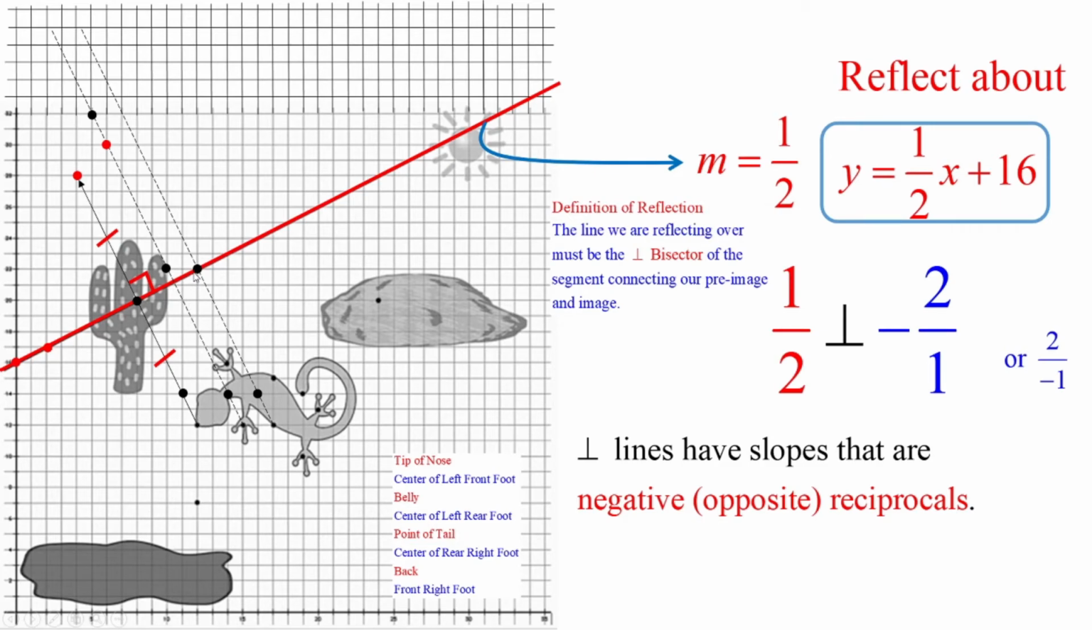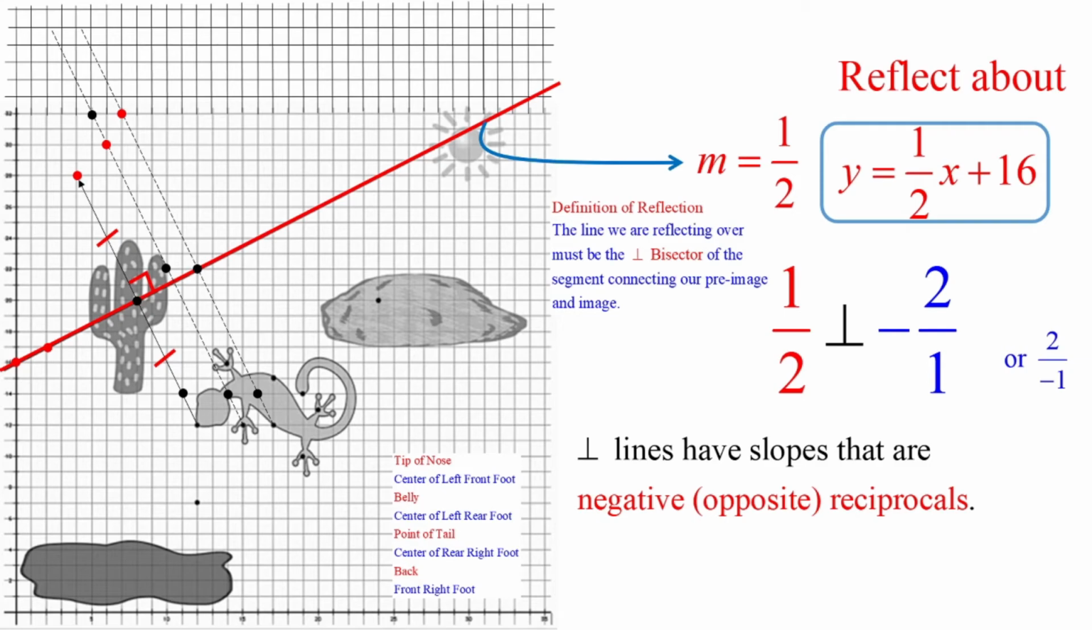So can I go up 10 and to the left 5? 1, 2, 3, 4, 5, 6, 7, 8, 9, 10. To the left 1, 2, 3, 4, 5. There I am right there. And notice the red dot, because I know that's the image right there. I don't have to estimate here. That one's almost perfect, I'm sure.